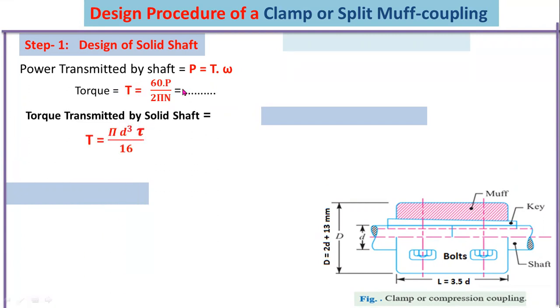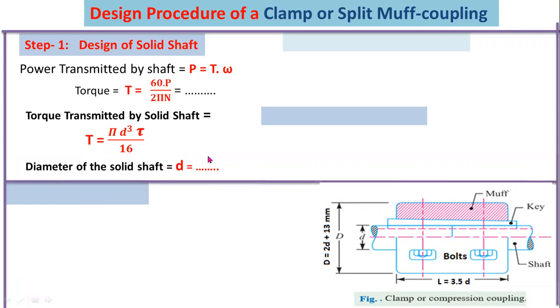After getting the torque T, you have to substitute this torque value in this equation. This is the formula for torque transmitted by the solid shaft: torque T equals pi d cube by 16 into tau. d is the diameter of the solid shaft, and tau is the shear stress induced in the shaft material. From this equation, you can get the value of the diameter of the solid shaft. So in the first step, we can design the suitable size of the solid shaft.